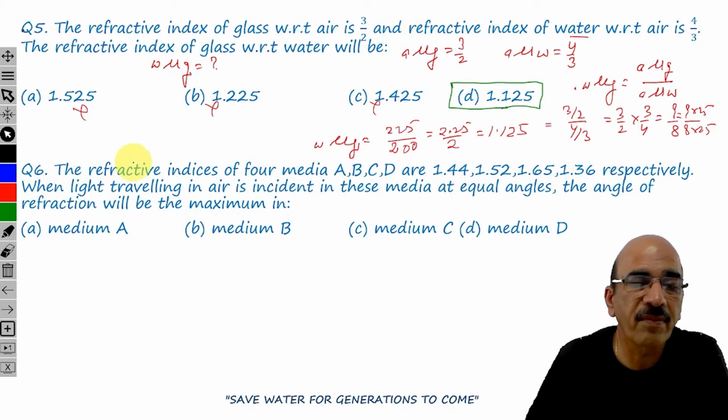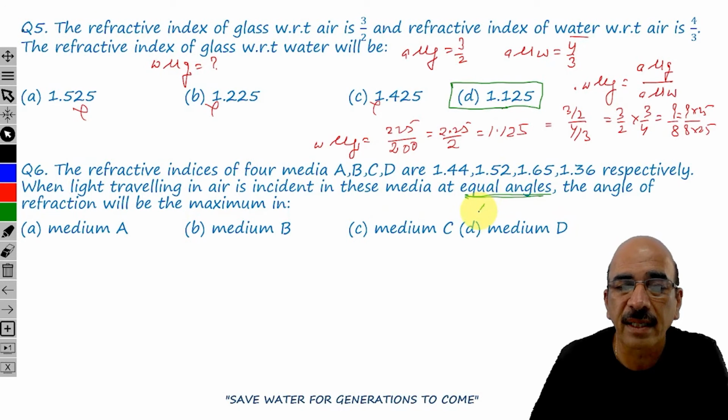Now question number 6. The refractive indices of 4 media A, B, C, D are given, respectively, when light traveling in air is incident in these media at equal angles. So this is very, very important. Angles are equal. Angle of incidence are equal here in each case. I is equal, है ना? So the angle of refraction will be maximum. तो हमको देखना कि angle of refraction ये maximum किस में होगा? ये सब में same है.